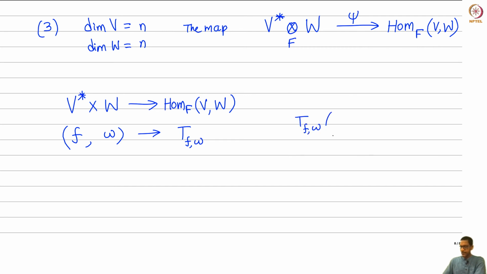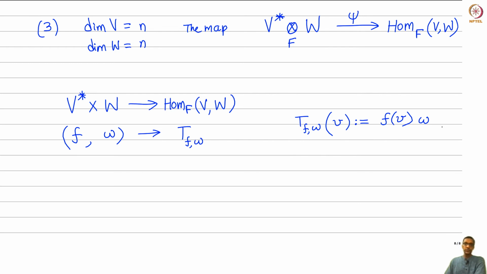If I take T corresponding to the pair (F, W), when I evaluate it on a vector V, my definition is the following. I can evaluate F on V, that will give me a number, and then I can multiply the answer by W. So this answer now is in W. Observe that this definition, firstly, the output is certainly an element of W.